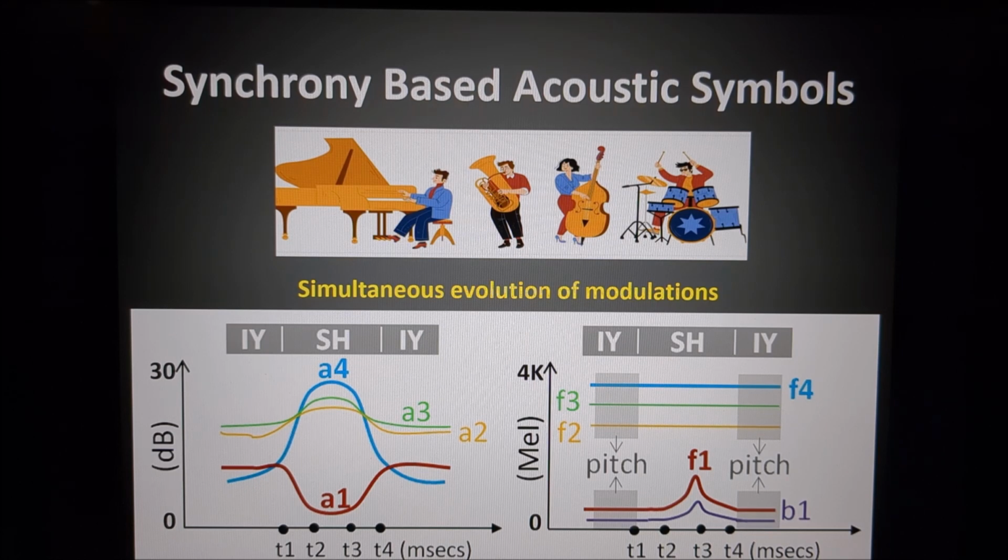Next, in the bottom right figure, observe that F1 and B1 rise in the sh region, and the voiceless fricative sh has no pitch, whereas its adjacent voiced e vowels do have pitch. Next, let's see how this acoustic symbol may be written as a set of mathematical equations that machines could use for reasoning.